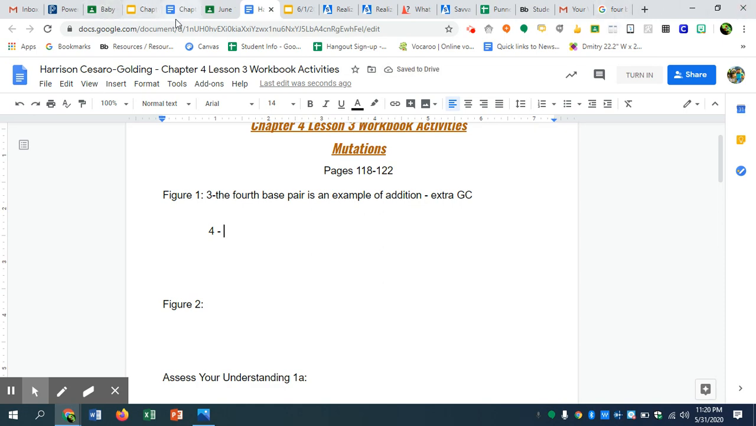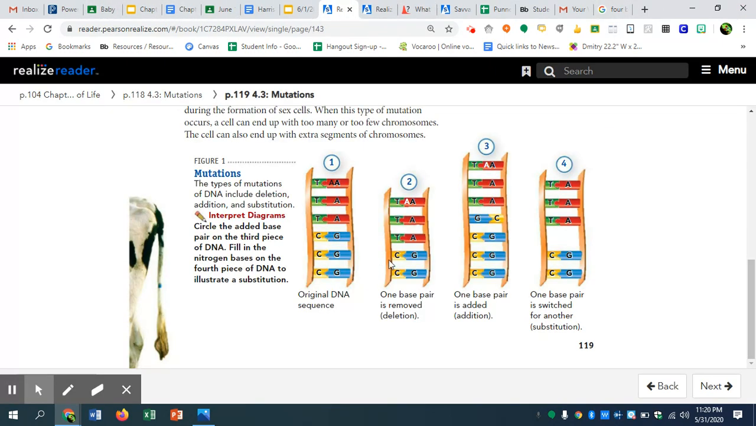So, let me go back. Okay, so now let's take a look at here. Fill in the nitrogen base on the fourth piece of DNA to illustrate a substitution. So we have TA, TA, TA, TA, TA, TA. Missing. Okay, so it's not missing. We just want to show a substitution now. We want to show how something is placed in it wrong. Okay, so normally it should be CG. So to substitute it, we'll just put in something that shouldn't be there, a TA.